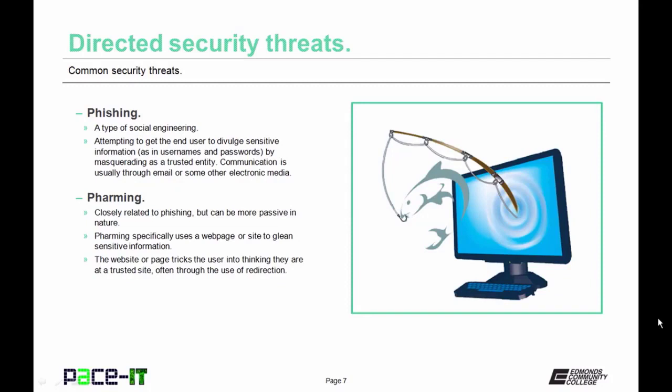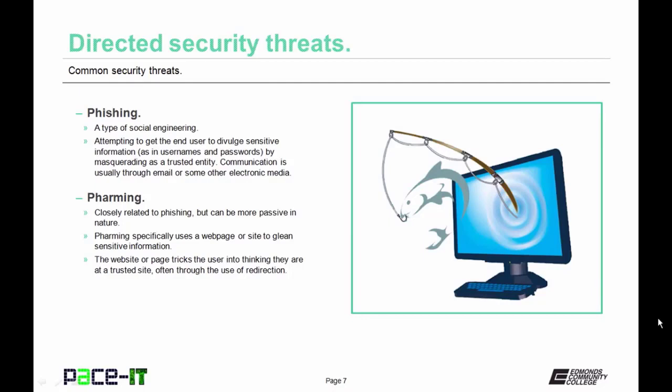The first one we're going to mention is phishing. Phishing is an attempt to get the end user to divulge sensitive information, such as usernames and passwords or bank account numbers. Phishing always occurs through electronic media, through email or through websites.